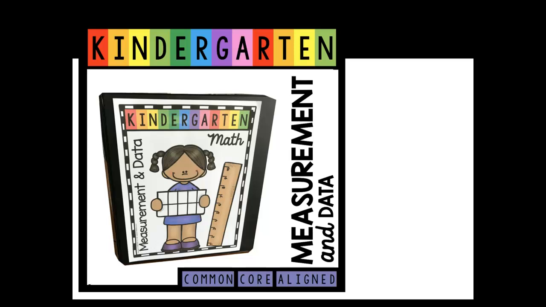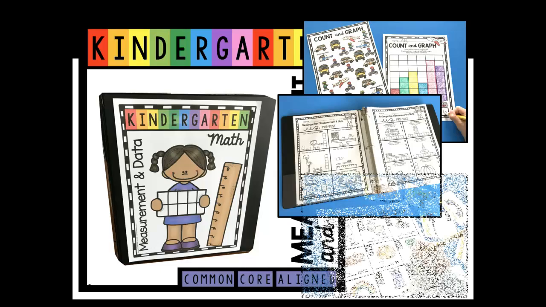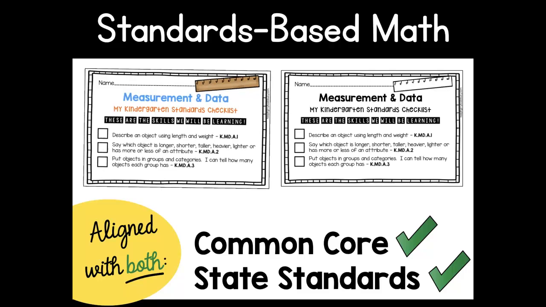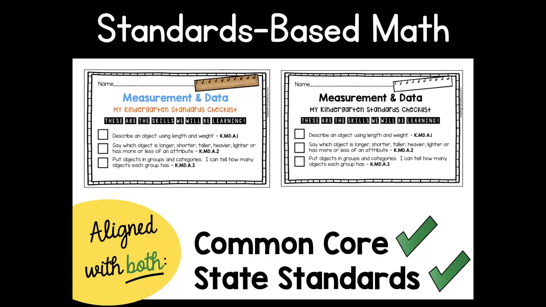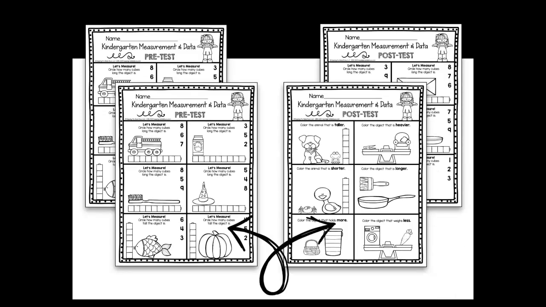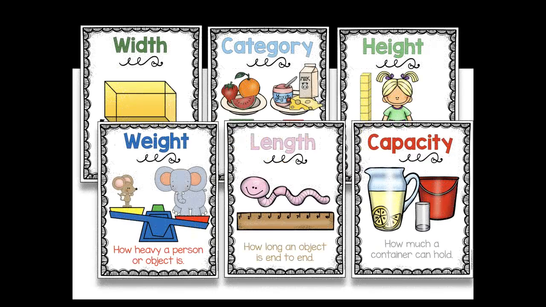This measurement and data math unit has everything you need to teach the standards in a fun, hands-on way. This unit is aligned with the Kindergarten Common Core standards. Checklists with the standards are included, and they are a helpful tool for both you and parents. Pre- and post assessments that are aligned to the standards are also a valuable tool for you to measure student growth throughout the unit. Adorable anchor charts help students understand the vocabulary.